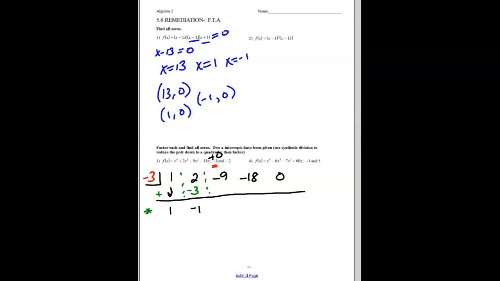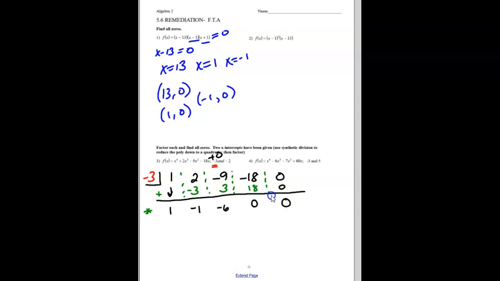And then keep going. So a negative 1 times negative 3 is a 3. And if you were to add up that column, you get a negative 6. Negative 6 times negative 3 is a positive 18. And if you add up that column, you get a 0. And 0 times negative 3 is still a 0. 0 plus 0 is 0.